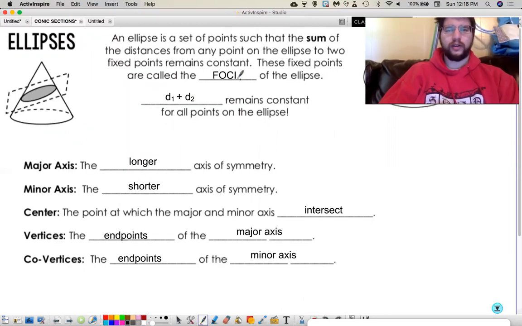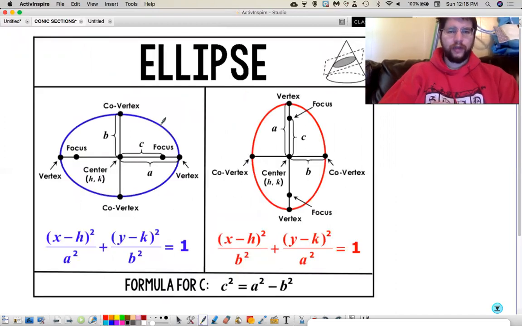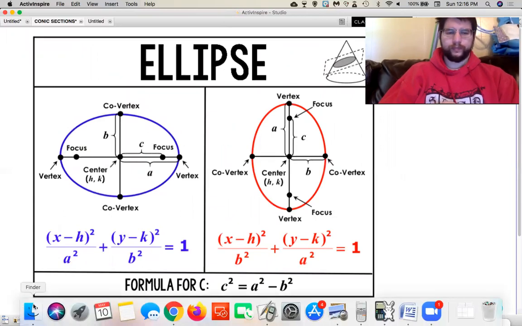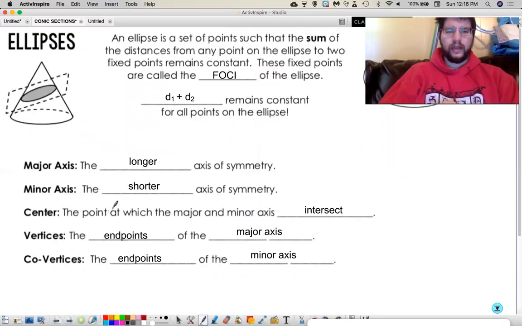And those two points are called the foci of the ellipse. The major axis is the longer axis of symmetry. Minor axis, shorter axis of symmetry. So if we have a horizontal ellipse, the major axis is horizontal. Vertical ellipse, major axis is vertical. The center is the point at which the minor and major axes intersect. Okay, that'll be important for graphing. The vertices are the endpoints of the major axis. The co-vertices are the endpoints of the minor axis.